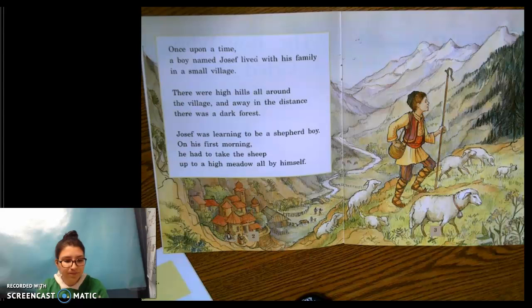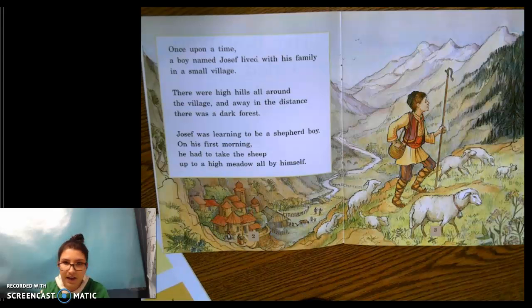All right, narrator. Once upon a time, a boy named Joseph lived with his family in a small village. There were high hills all around the village, and away in the distance, there was a dark forest. Joseph was learning to be a shepherd boy. On his first morning, he had to take the sheep up to a high meadow all by himself. So that's the narrator. He's kind of giving us some background information on what he's doing.